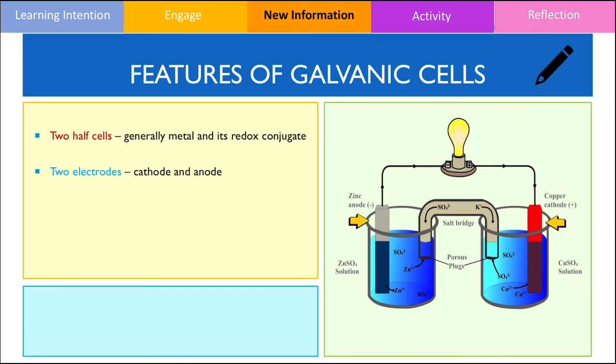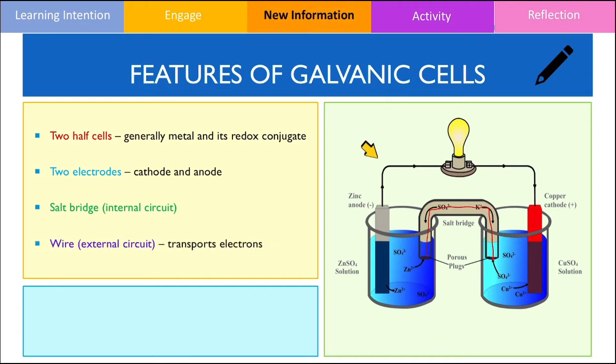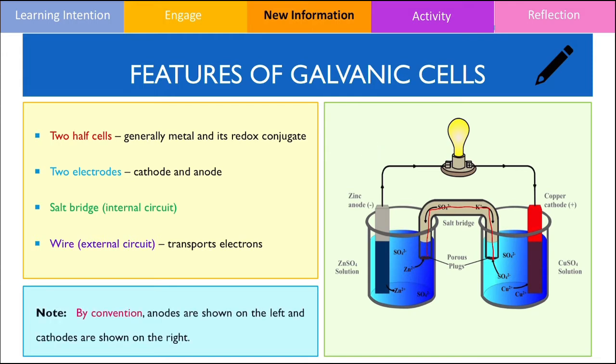A galvanic cell also contains a salt bridge, which provides a bridge or a passageway between the two half cells. The last design feature is a wire, which is a material that is connected between the two electrodes such that the electrons can therefore be transported from the site of oxidation to the site of reduction. Generally, the diagrams of a galvanic cell typically have the anode illustrated on the left-hand side and the cathode illustrated on the right-hand side. However, this isn't really a rule, so please don't always make this assumption.